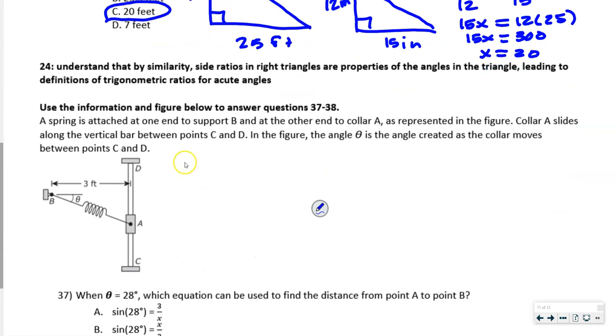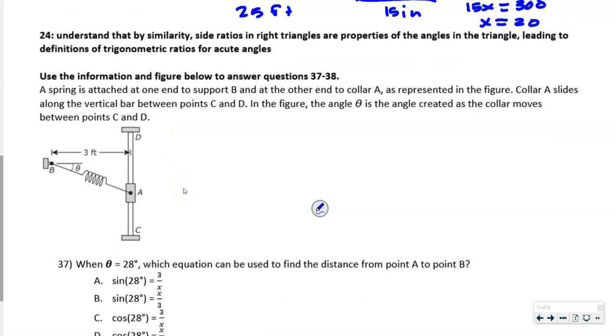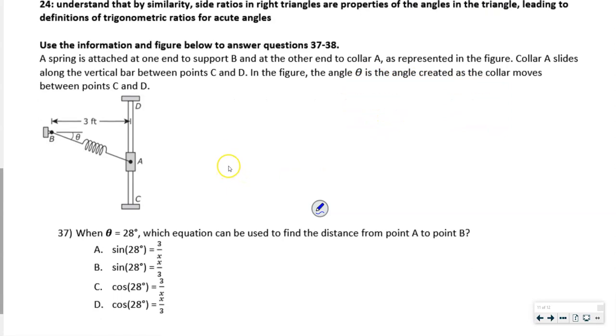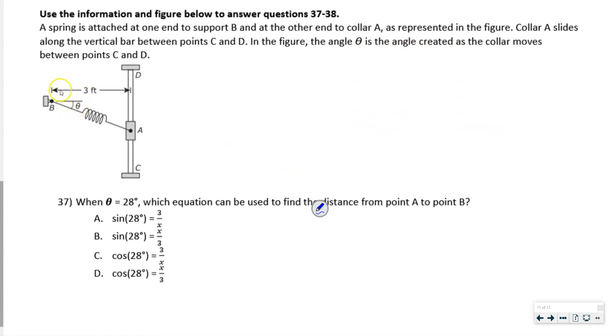So next one says, use the information in the figure for both 37 and 38. So it says a spring is attached to one end of the support and the other end to collar A, as represented in the figure. Collar A slides along the vertical bar between C and D. In the figure, angle theta is the angle created by the collar as it moves between points C and B. So we see that theta right there, that's an angle measure. And then from B over here to D, that distance across there is 3 feet. Okay, so it says when theta is 28, so let's go ahead and put our 28 in here, degrees, okay.